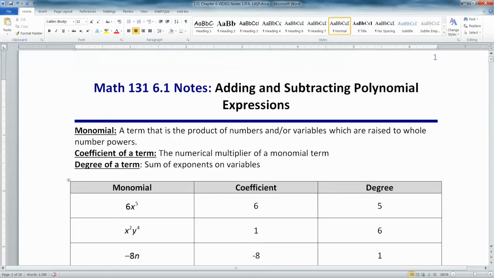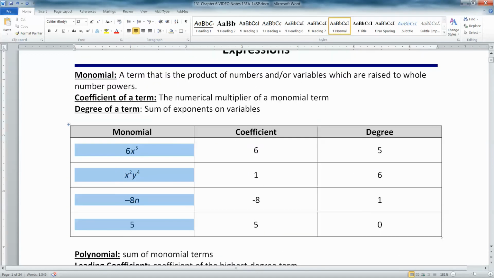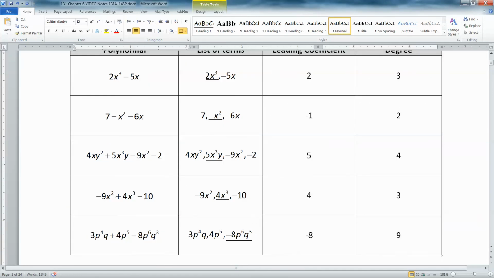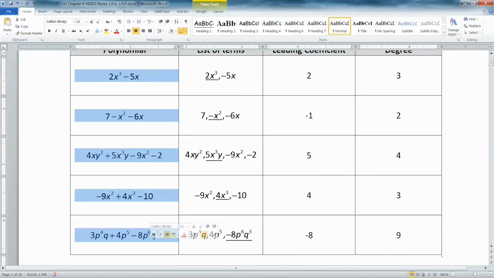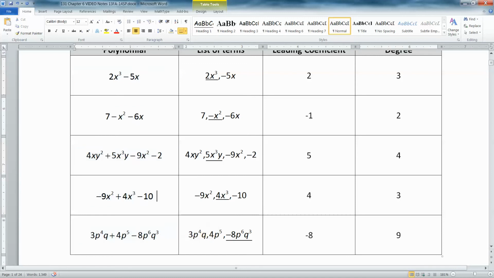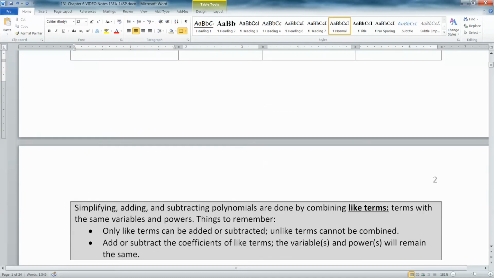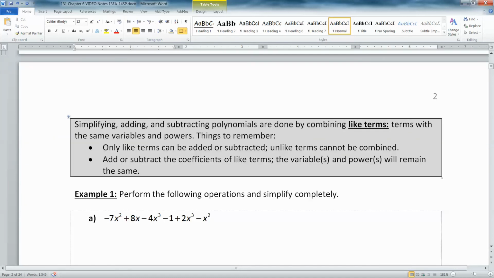So we know what monomials are. Those are single terms, just numbers and variables raised to whole number powers. A polynomial is when you string together monomials with adding or subtracting. Subtraction just means that the coefficient was negative. Right? All right, so now we're going to simplify by adding and subtracting polynomials.